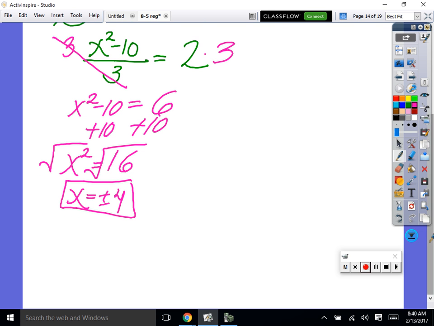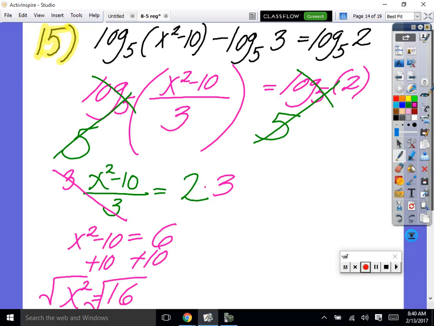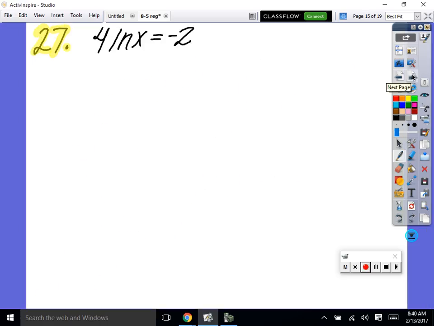We would need to check them. So we would plug in both plus and minus 4, and you watch it will work. If we plug it back into the original, we have log to the base 5 of, I mean, we just don't have time, this being a short data check. Can I just move on? Sorry, we just really don't have time. Okay, let's do this one, number 27. So flip over to the back.